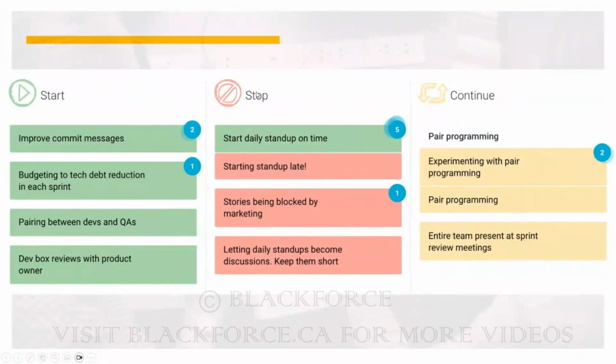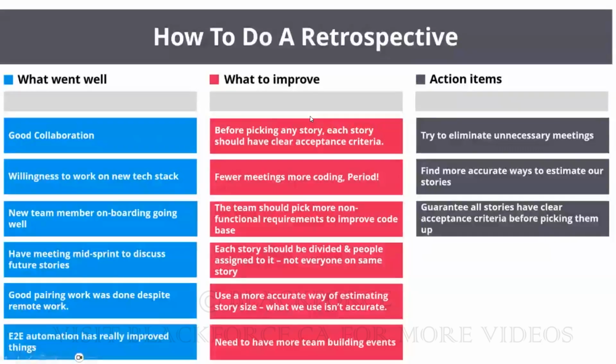You see, somebody said, we're starting stand up late, let's stop it, right? So they got an action item, start daily stand up on time. 5 people voted for it, that yes, this should be an action item, right? So you can use this method for your retrospective. This is another method you can use for your retrospective.